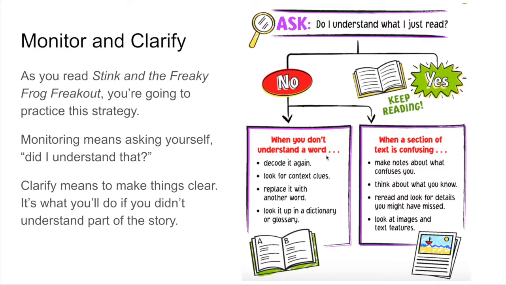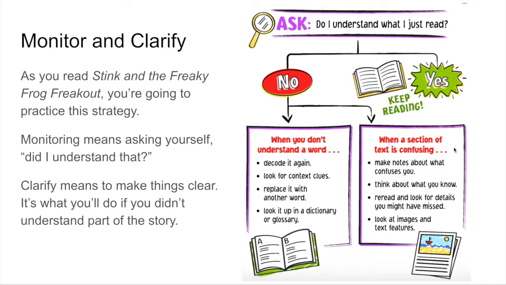If it's just one word that's confusing, you can try and sound it out or decode it again. You can look for context clues. Maybe there's some other clues on the page or in the picture. You can replace it with another word that might make sense there and see if that fixes things. Or you could even look up the word in a dictionary or glossary or using a website like dictionary.com, maybe merriam-webster.com, whatever you prefer.